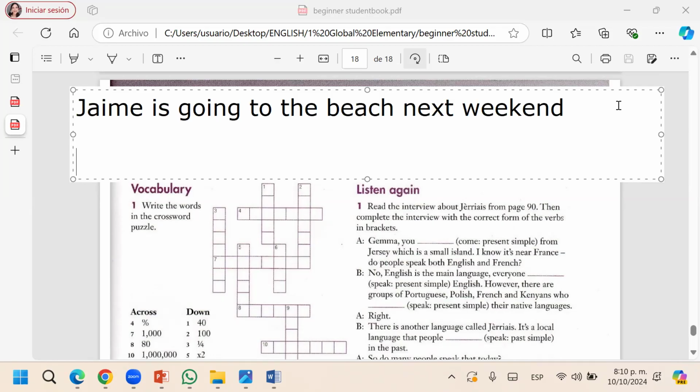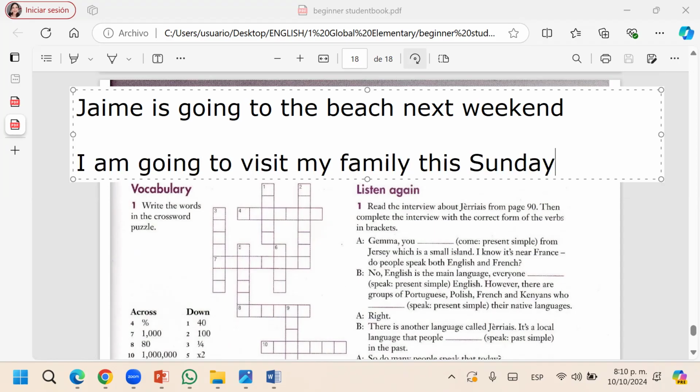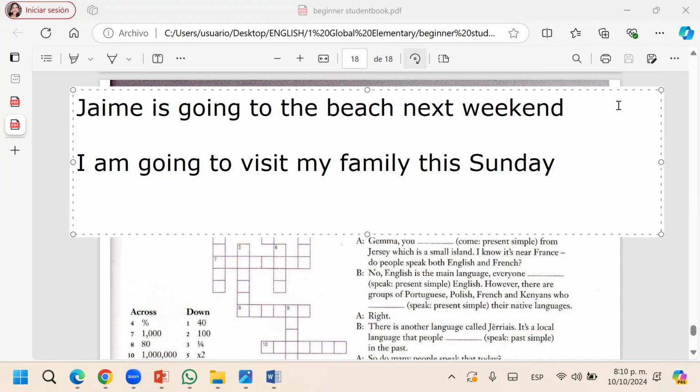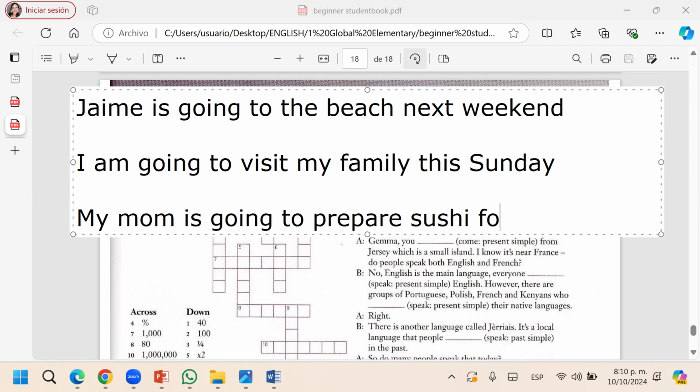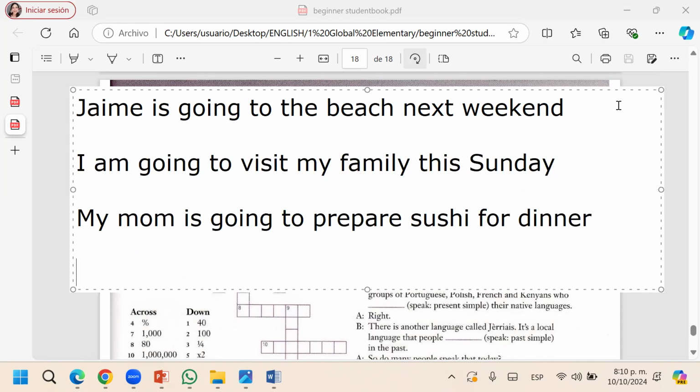Cualquier cosa en futuro. Anything about the future tense. For example, I'm going to visit my family this Sunday. This Sunday, I'm going to visit my family, like this. Or maybe my mom is going to prepare sushi for dinner. She's going to prepare sushi for dinner. She is going. That's the future.